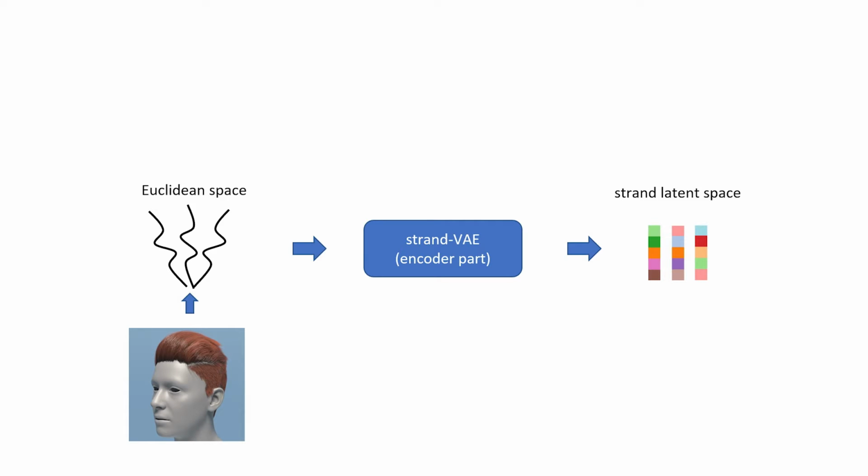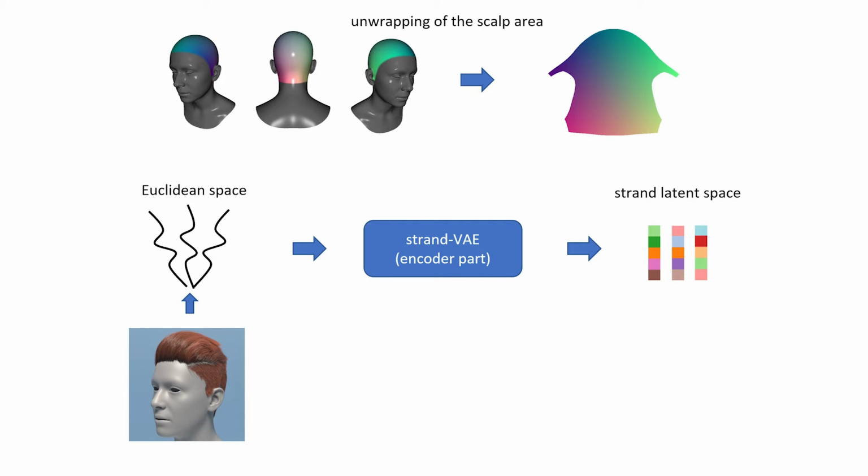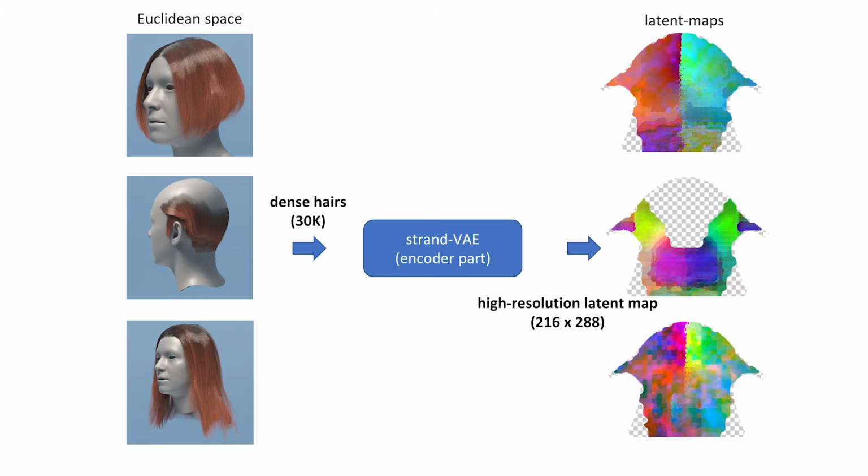At the same time, we unwrap the scalp area of the head mesh into a UV map and embed the latent code of each strand into the corresponding pixels. In this way, we can describe a hairstyle with this latent map representation. The resolution of the latent map decides the number of hairs.